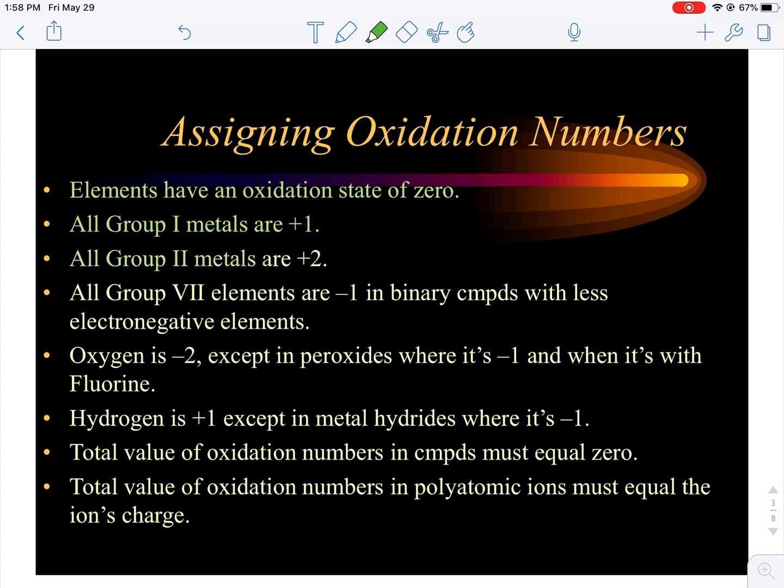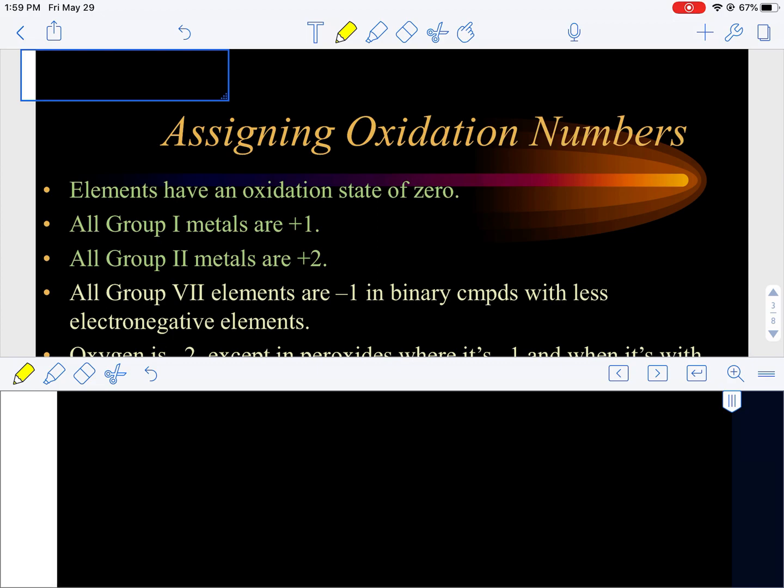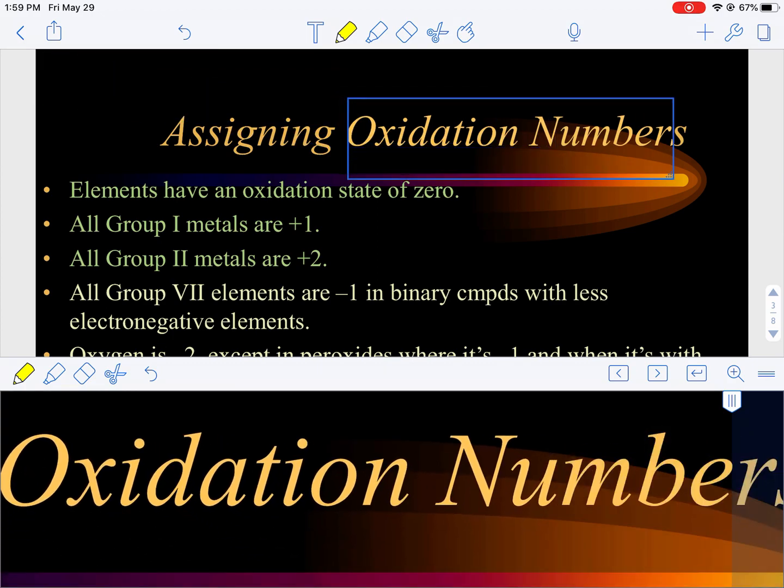Bullet 3. All group 2 metals are +2. I kind of feel like group 1 metals, alkali metals, have 1 valence electron, and they lost it. That's why their charge was 1+. And alkaline earth metals, group 2, had 2 valence electrons that they wanted to lose for their charge of 2+. For those of you remembering, you are on the right track.